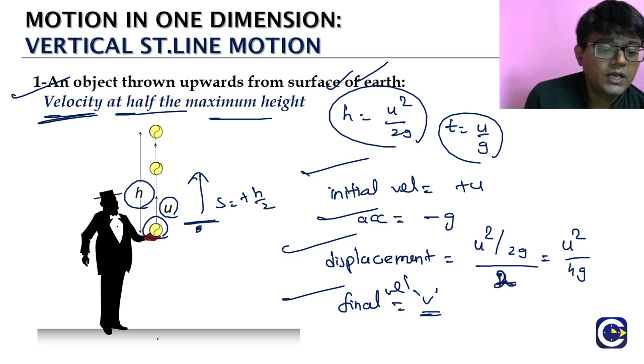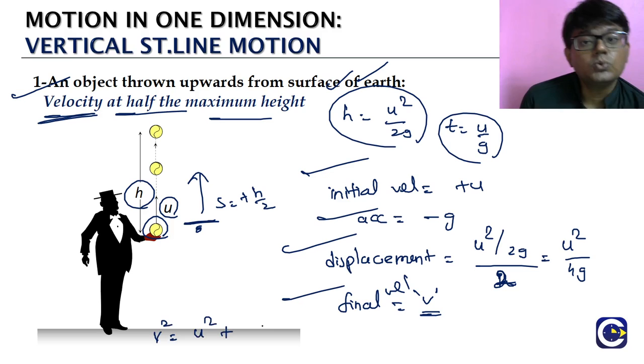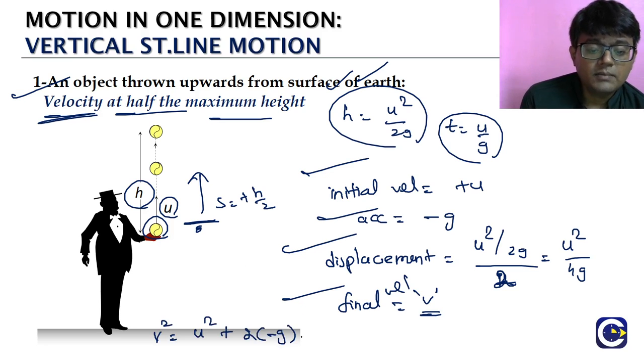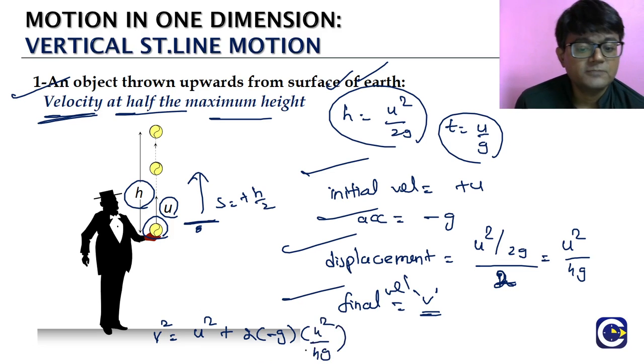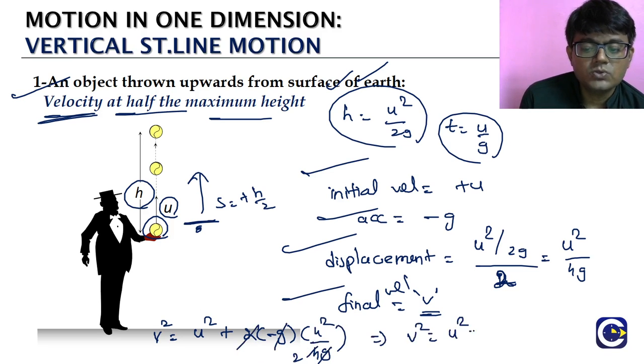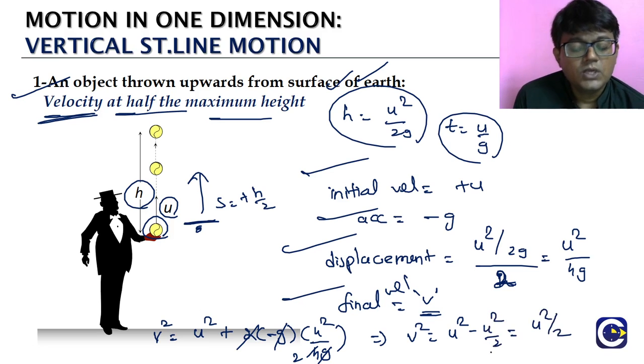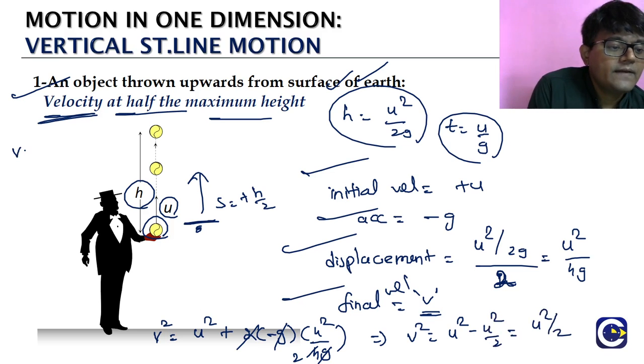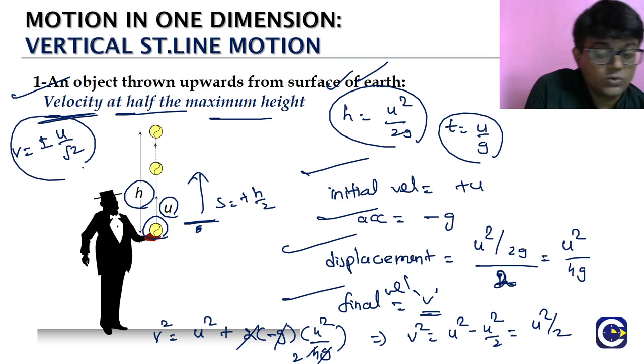What is the formula? V square is equal to U square plus 2as. 2 into acceleration, minus g, into displacement, U square by 4g. We can see here g is cancelled, and the 2 and 2 as well. So V square is equal to U square minus U square by 2, which is U square by 2. So V square is equal to U square by 2, which means V is equal to plus or minus U by root 2 if you take the root on both sides.